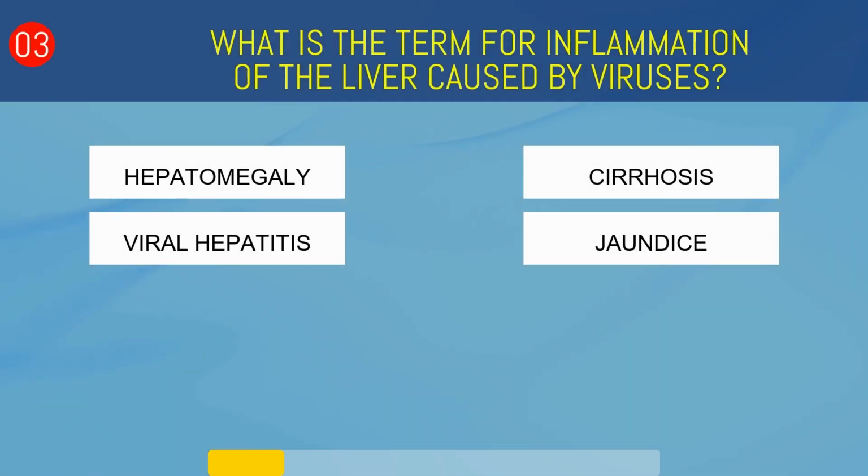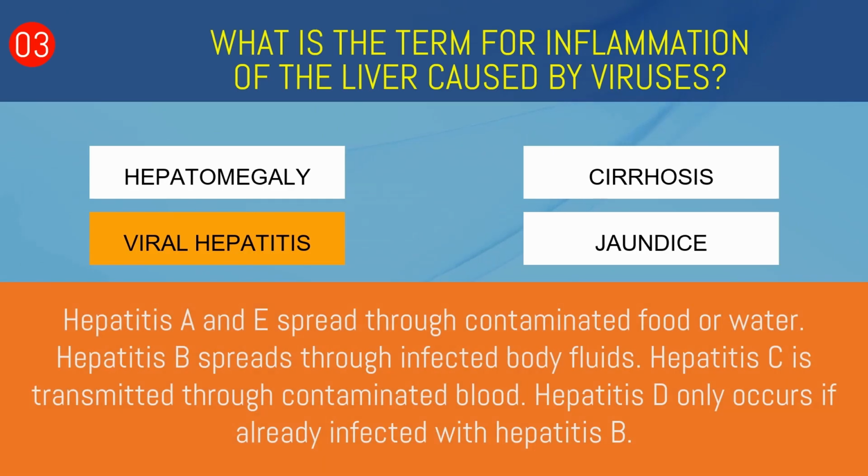What is the term for inflammation of the liver caused by viruses? Hepatomegaly, viral hepatitis, cirrhosis, or jaundice? Viral hepatitis. Hepatitis A and E spread through contaminated food or water. Hepatitis B spreads through infected body fluids. Hepatitis C is transmitted through contaminated blood. Hepatitis D only occurs if already infected with hepatitis B.